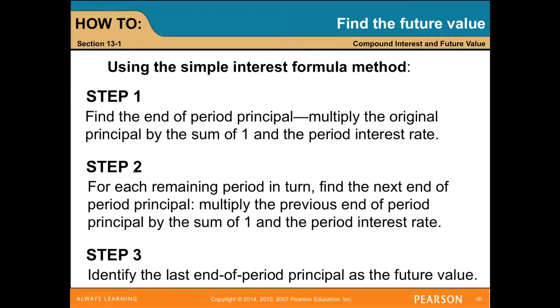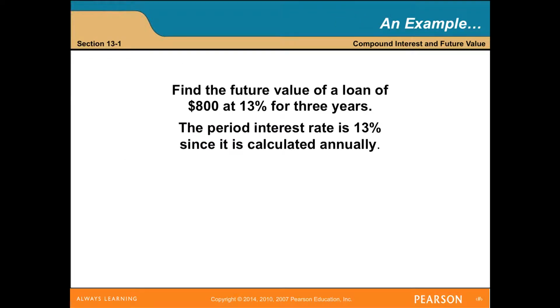And I know that's a mouthful. Step 3, identify the last end of period principal as the future value. So as an example, to illustrate, because that was a mouthful in the previous slide, find the future value of a loan of $800 at a 13% interest rate for 3 years. The period interest rate is 13% since it is calculated annually.